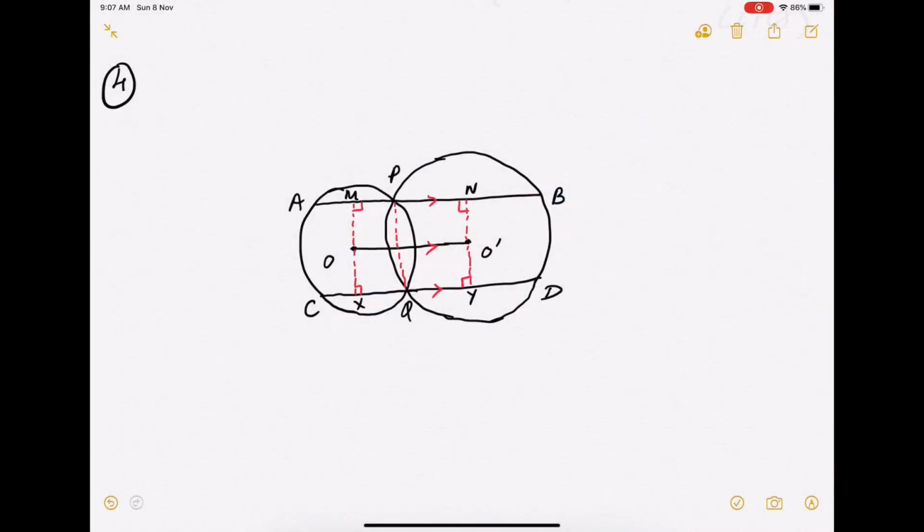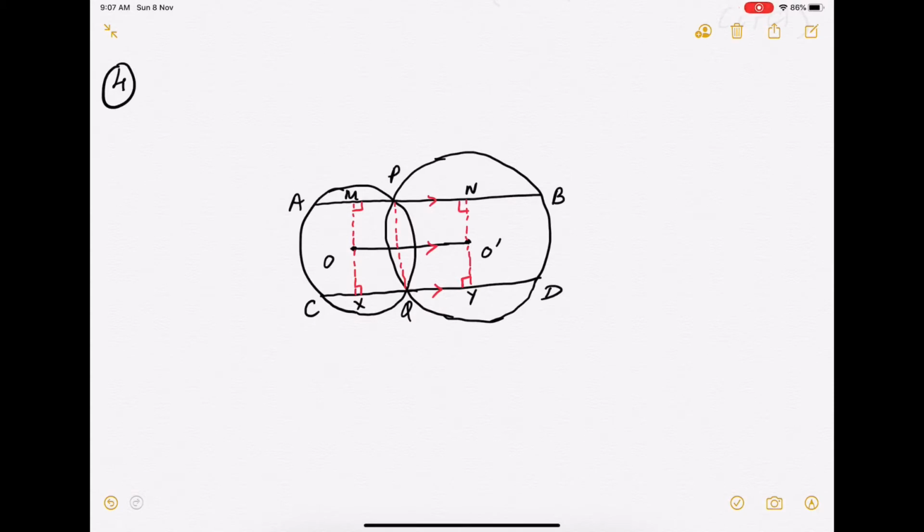In question number 4, there are two circles given, one with center O and one with center O dash, and they intersect at points P and Q. It is given that there are two straight lines APB and CQD which are parallel to OO dash. Now you need to prove that OO dash is half of AB and AB is equal to CD.